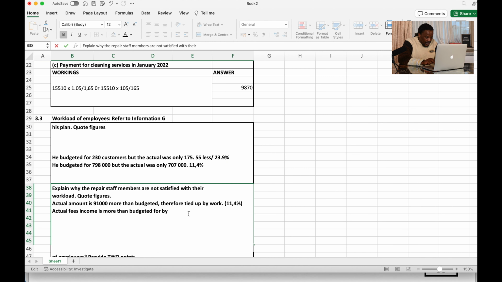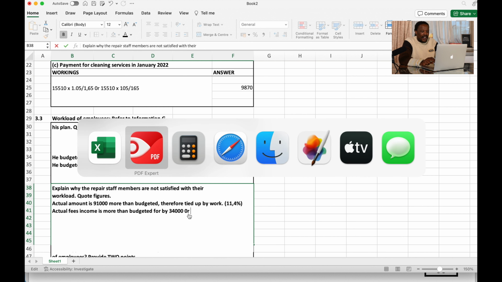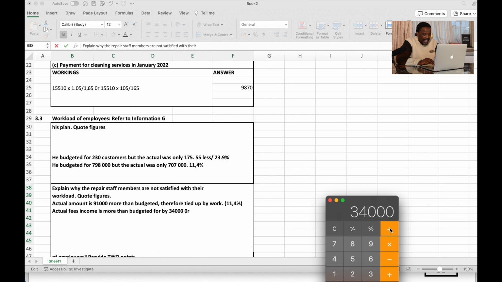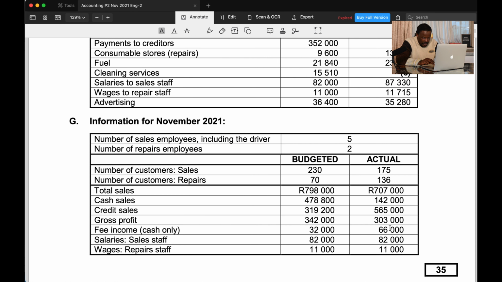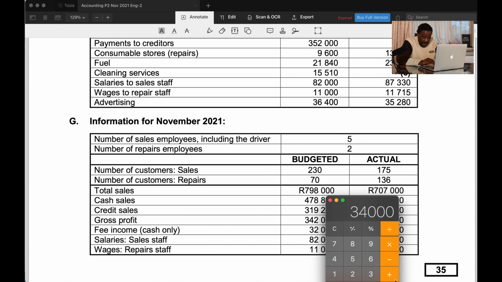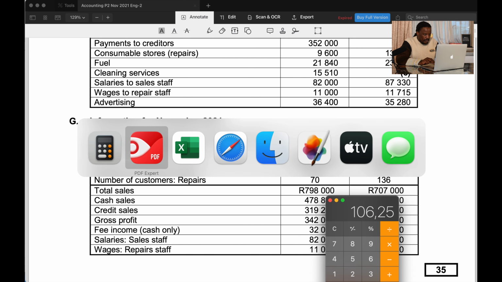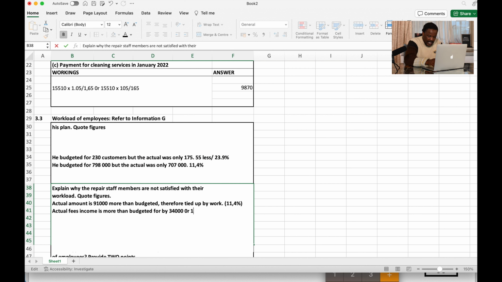You write that by 34,000, or if you like, put that percentage. They love those percentages. Divide by how much was it budgeted for? It was budgeted for 32,000. Divided by 32,000, times 100, 106.2%. You show the examiners. Don't be scared to show the examiners what is happening.